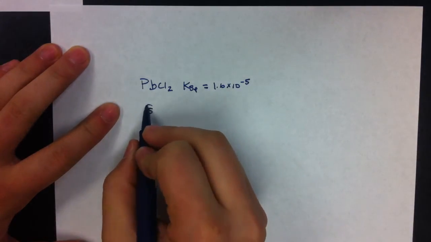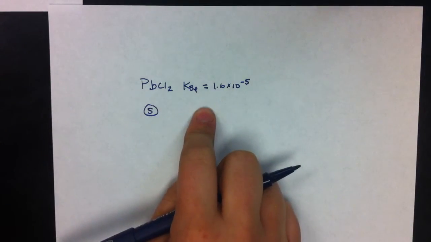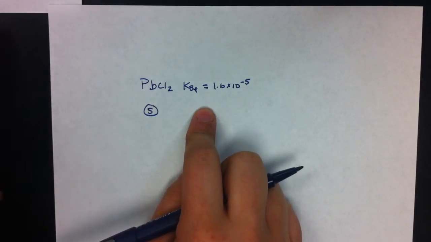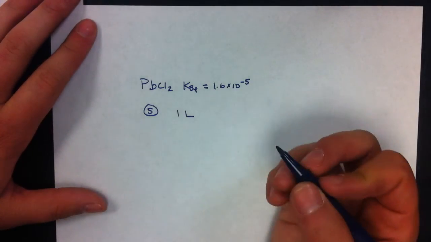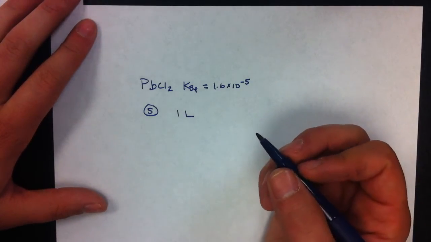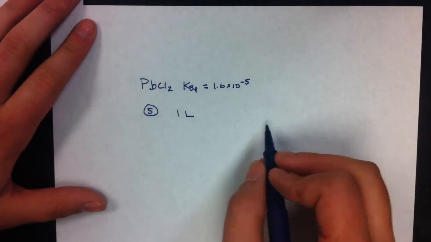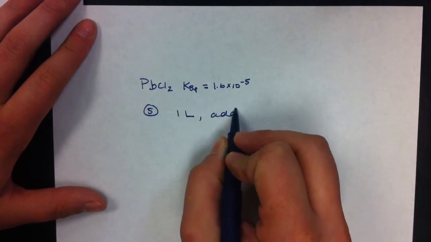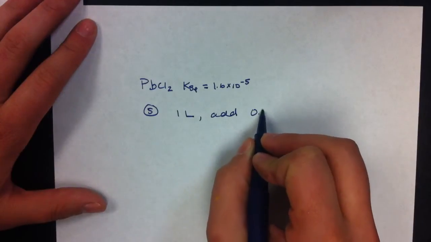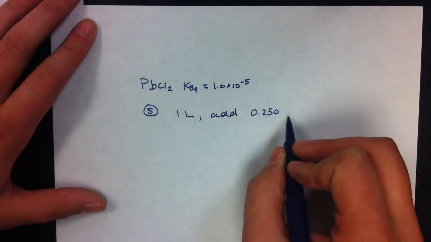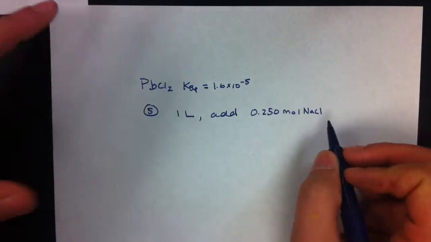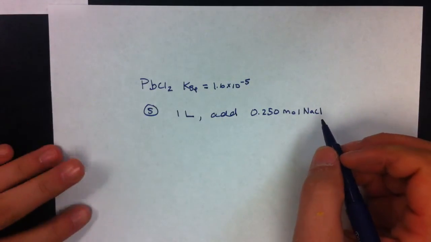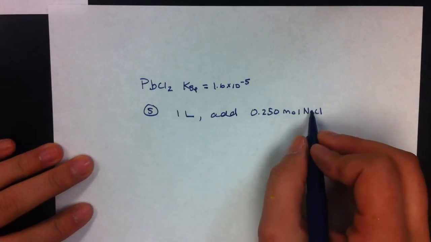Okay, in number 5, we have the Ksp for the PbCl2, and it says calculate the equilibrium concentration of Pb in a 1 liter saturated PbCl2 solution. So it was at perfect equilibrium, the K was being satisfied, and then we added 0.250 moles of NaCl.